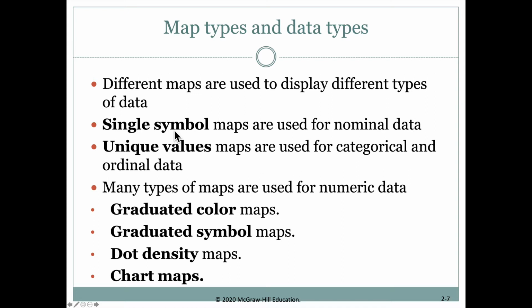So if we have a single symbol, such as airports, for example, we can map that as nominal data. Every airport has a different name. If we have unique values, we can map that as ordinal data. That might be the suitability of a habitat, for example. Or if we have any kind of numeric data, we can make any sort of these maps with it: a graduated color map, a graduated symbol map, a dot density map, or a chart map.